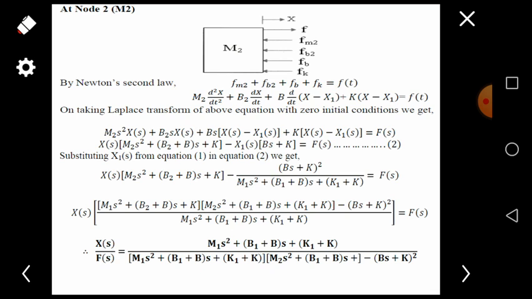Now we are going to write the free body diagram for mass 2, as well as form an equation for mass 2. In this mass 2, the displacement will be x, so we are considering the displacement as x here. After that, the force acting on the mass. After that, we have to calculate the force acting on the friction. After that, we are going to calculate the force acting on the spring.